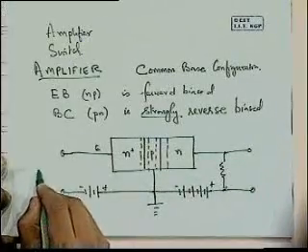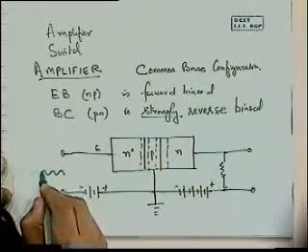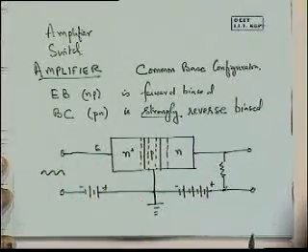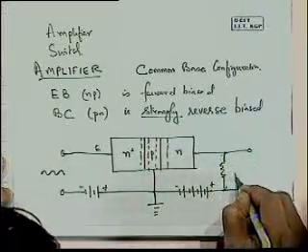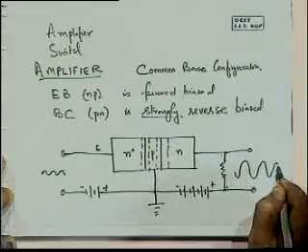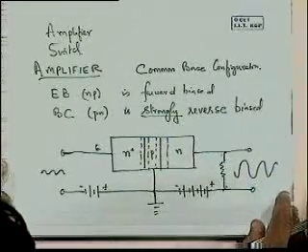So the input signal is put in on this side, the emitter side, and we expect an output signal, which we will see is an amplified signal. So we'll get on the output side here an amplified signal. Okay?